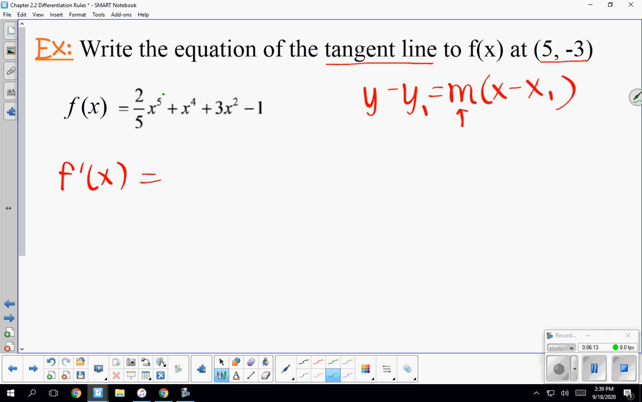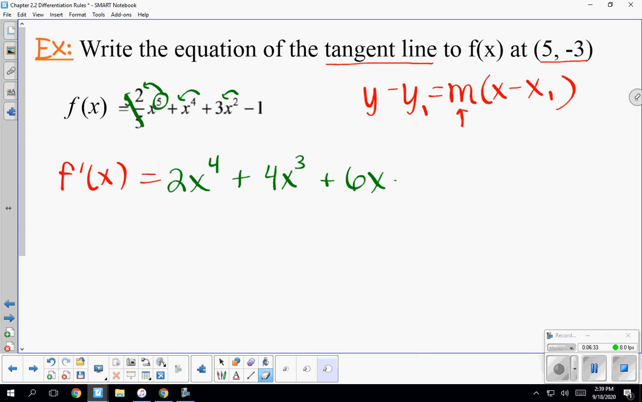So the derivative of this, if we bring the 5 down, if I multiply by 5, those will cancel, and I'll be left with 2x to the 4th. Here, the 4 will come down. I'll get 4x to the 3rd. Here, the 2 will come down. I'll get 6x. And then the derivative of -1 is 0.